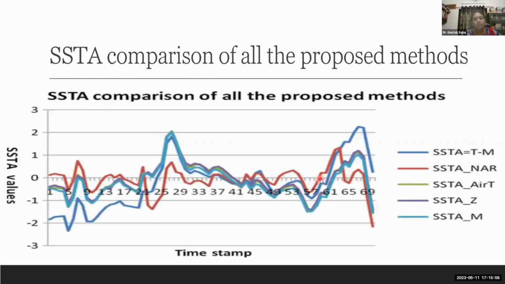So as you can make out, starting from here, we have approximately 70 steps, 70 timestamps. The blue one is the mathematically calculated anomaly, SST anomaly. Then the other ones are the SSTA calculated with the help of no exogenous input, air temperature as a supportive time series, zonal winds as a supportive time series, and meridional winds as a supportive time series. And it is found that with meridional winds, we get the closest approximation.